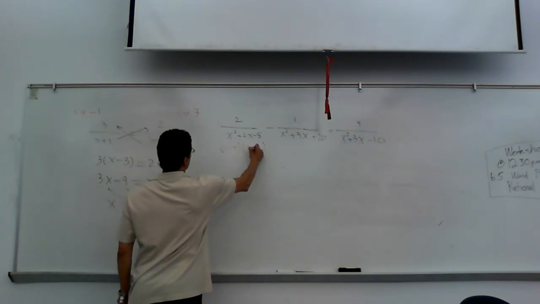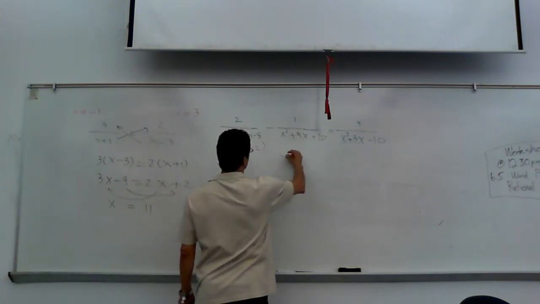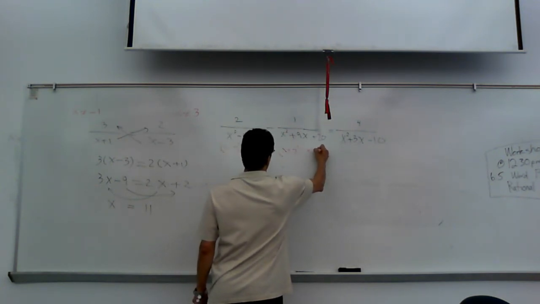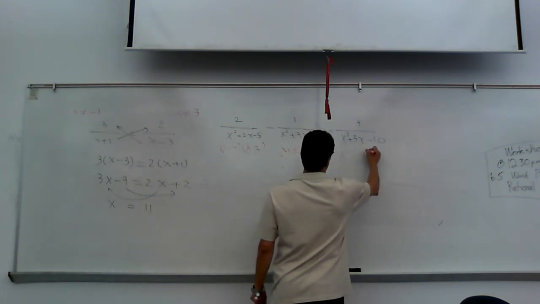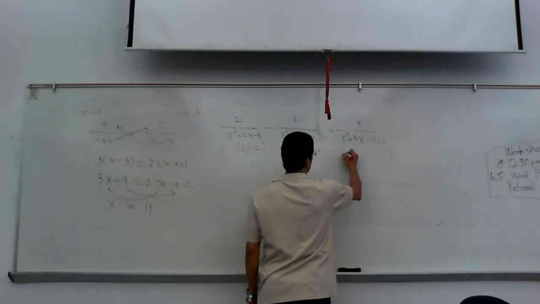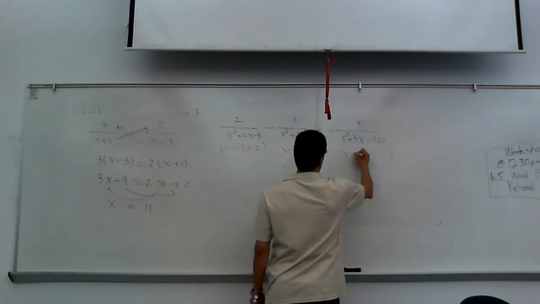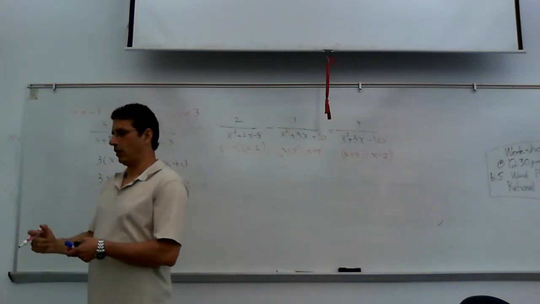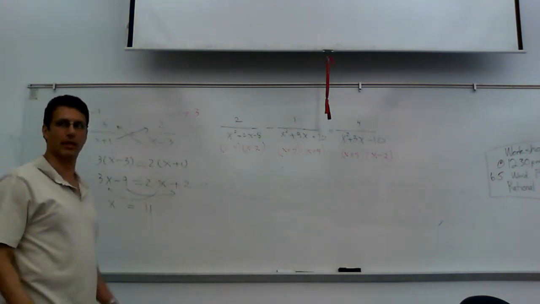X plus 4, x minus 2. Factor the denominator. What do you get? X plus 5, x plus 4. Last one. X plus 5 and what? Minus 2. I hope you realize the importance of factoring. So we know factoring, we have no problem with that. Does that work so far?